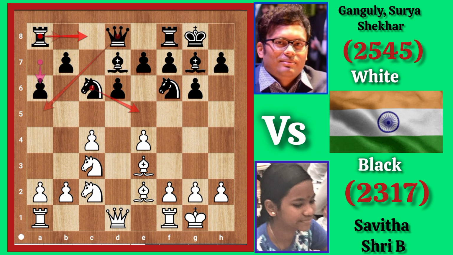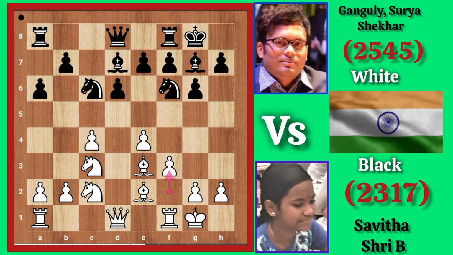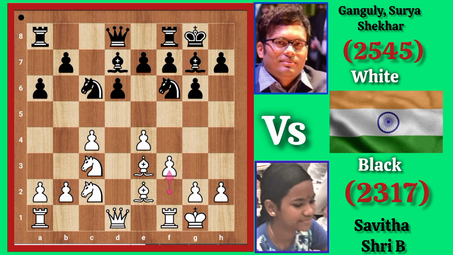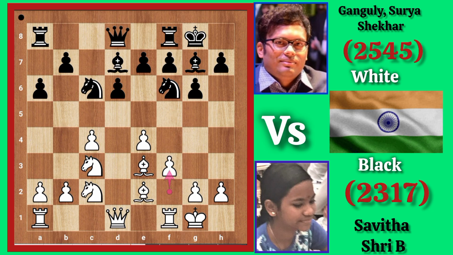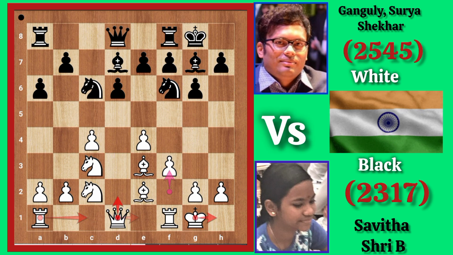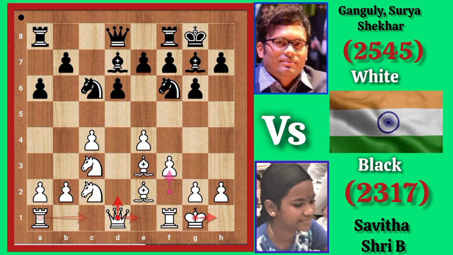11. f3. White builds a rock-solid pawn chain. The f3 pawn firmly cements the e4 pawn, completely neutralizing Black's dark-squared bishop on g7.